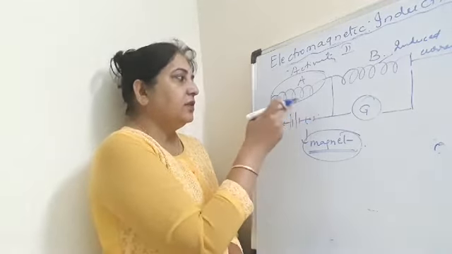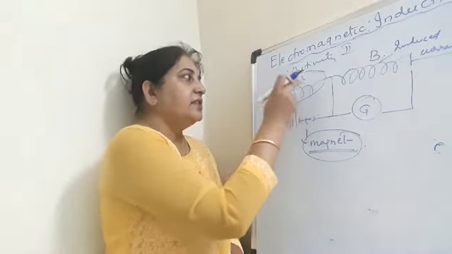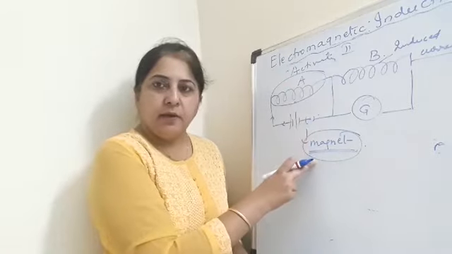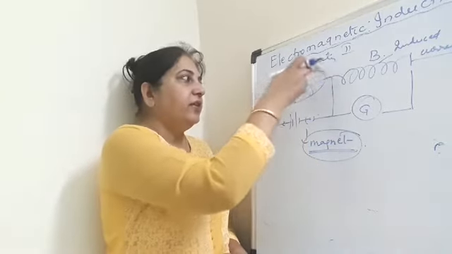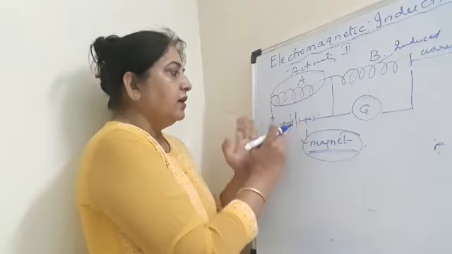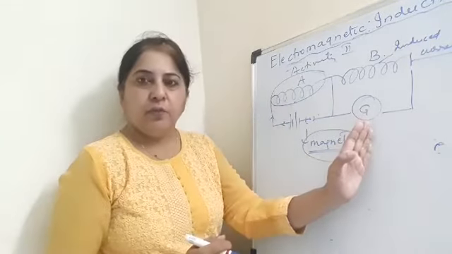When the current flows in this coil or conductor, it starts behaving like a magnet, because a current carrying conductor always behaves like a magnet. There is a magnetic field generated around it. As the current flows in this coil, immediately we see a deflection in the galvanometer.